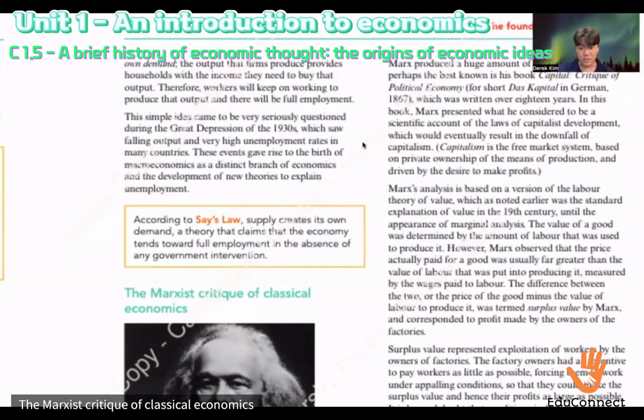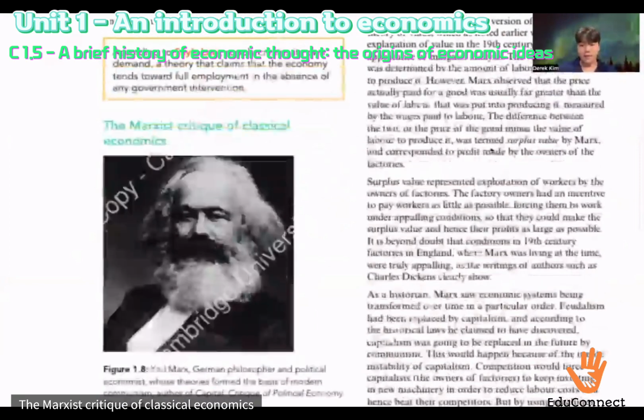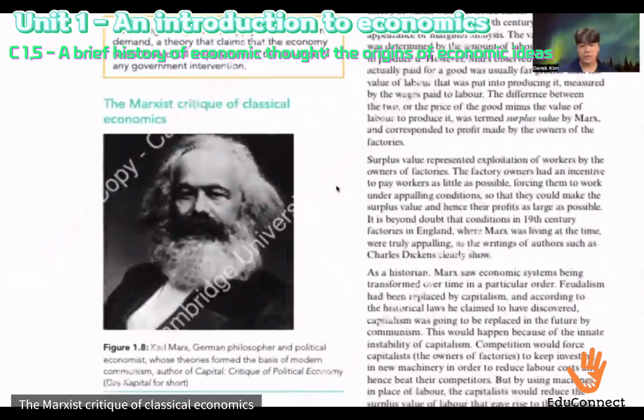measured by the wages paid to labor. The difference between the two, or the price of the good minus the value of labor to produce it, was termed surplus value by Marx and corresponded to profit made by the owners of the factories. Surplus value represented exploitation of workers by the owners of factories. The factory owners had an incentive to pay workers as little as possible, forcing them to work under appalling conditions so that they could make surplus value, hence their profits, as large as possible.